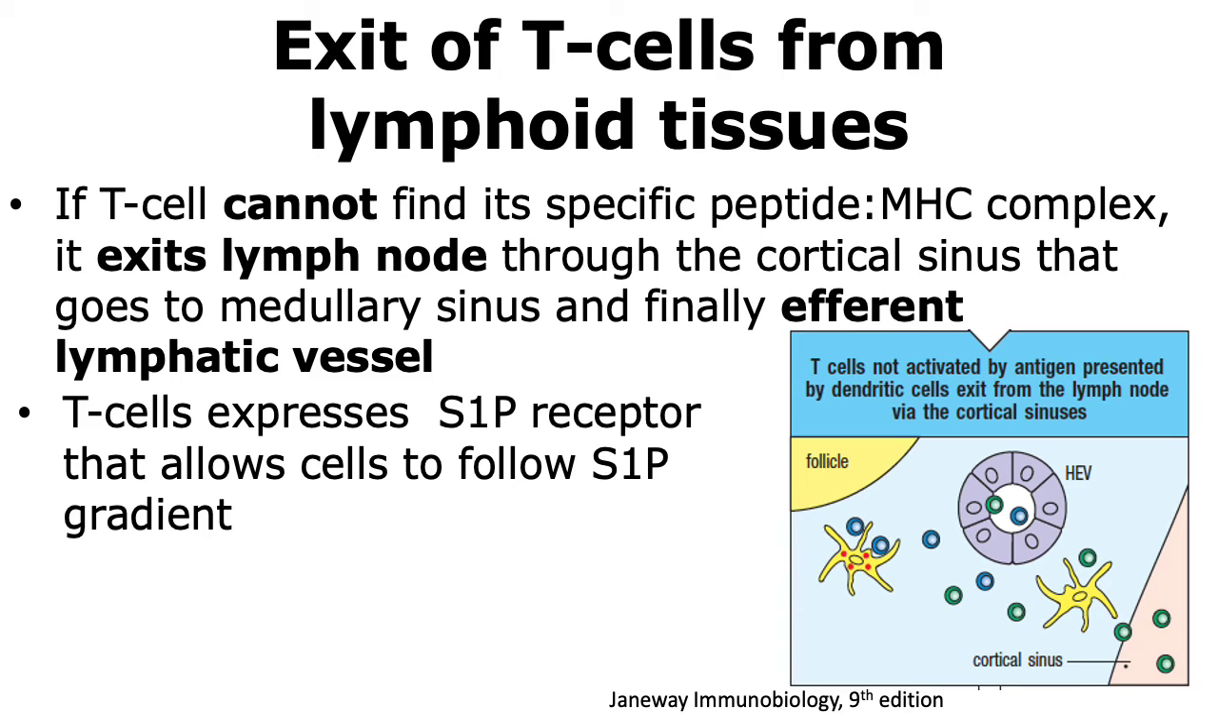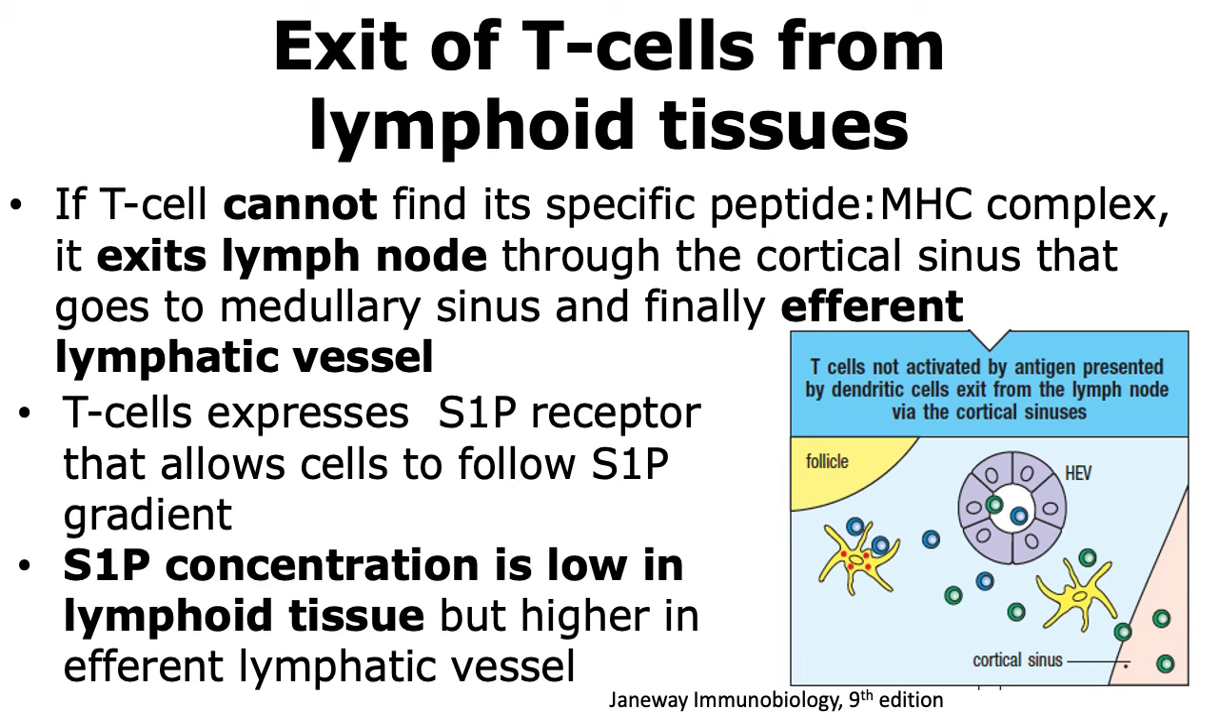Now, T cells express the S1P receptor, and as we know, the S1P receptor binds to the ligand S1P, which is also called sphingosine 1-phosphate. The concentration of S1P is low in the lymph node. However, there is a higher concentration in the efferent lymphatic vessel, and this concentration gradient allows the T cell to be able to find the efferent lymphatic vessel and leave the lymph node.